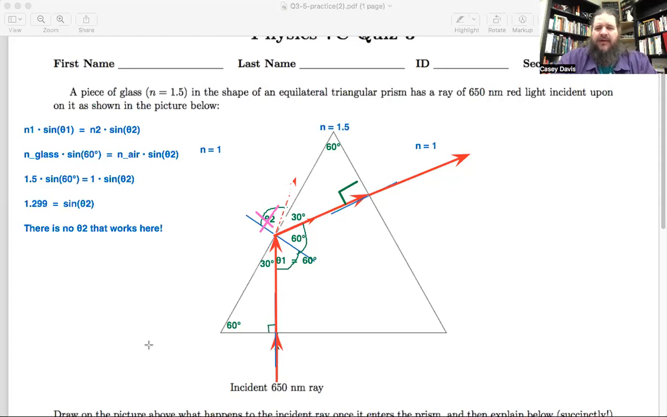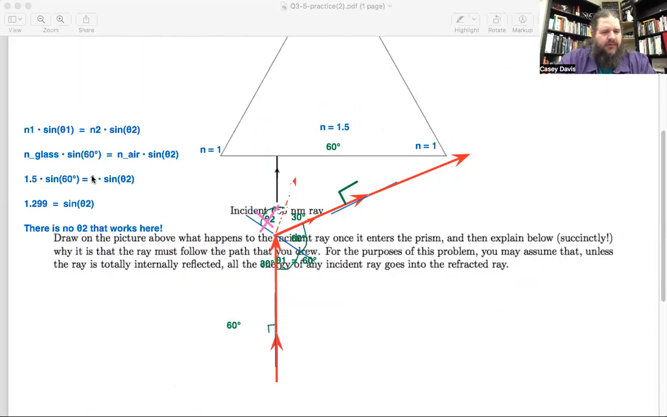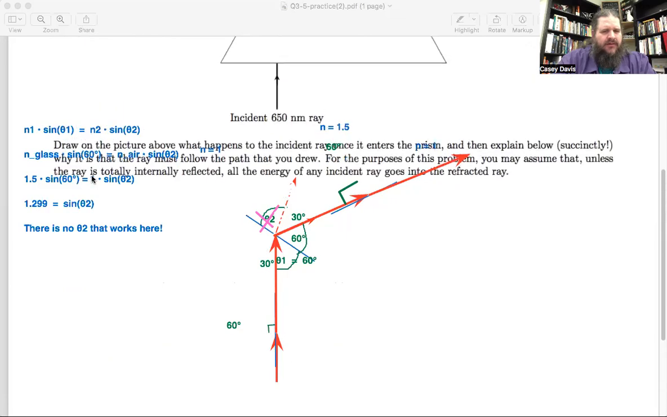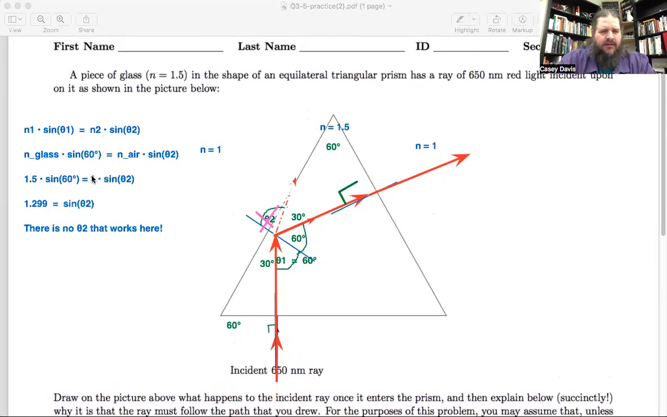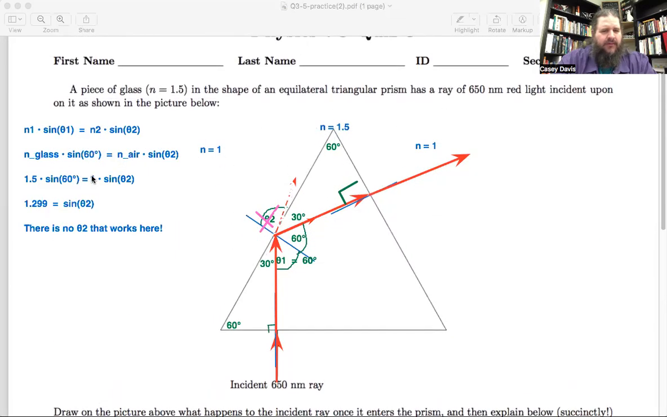Any other questions on that ray of light? Or any other questions about this problem in general, or this behavior of light? And was there anything else we wanted to figure out here? I think that's about it, right? That's all this particular practice quiz was asking.